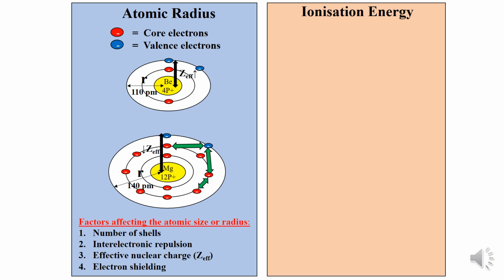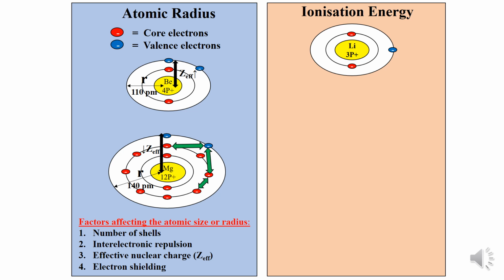Now moving on to the next property, ionization energy. What is ionization energy? It is the amount of energy required to remove an electron from an atom or ion in gaseous state. And ionization energy is a measure of strength of attraction between the positively charged protons present in the nucleus and the negatively charged electrons.